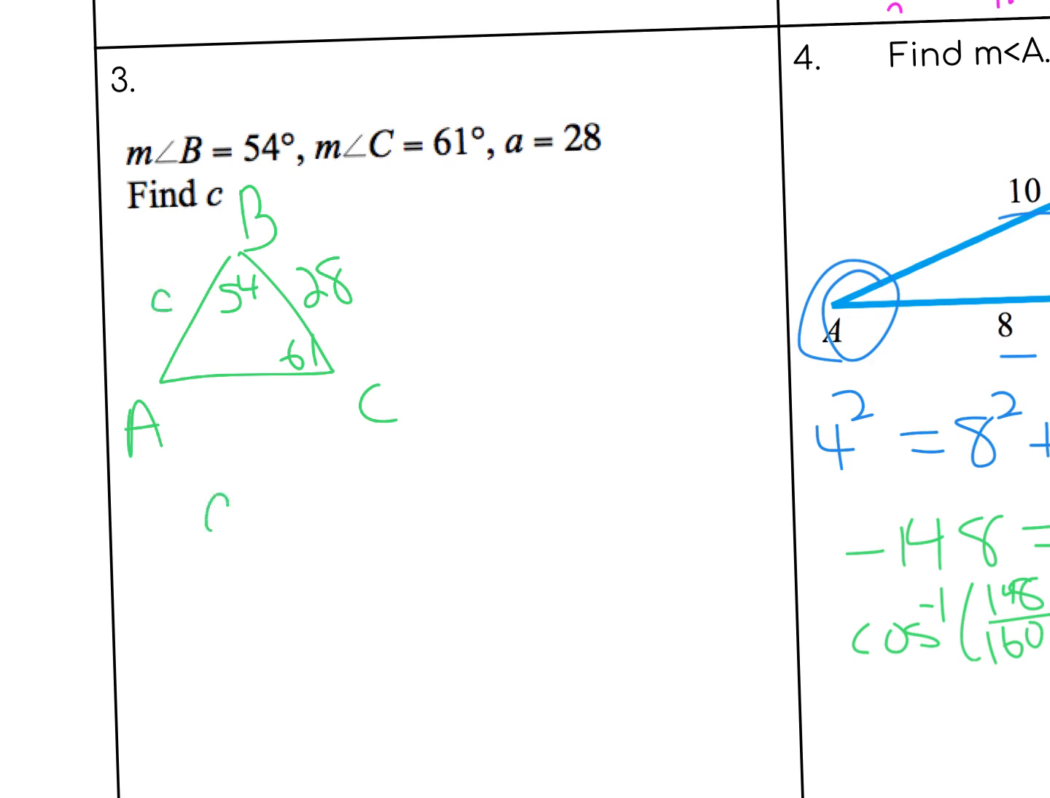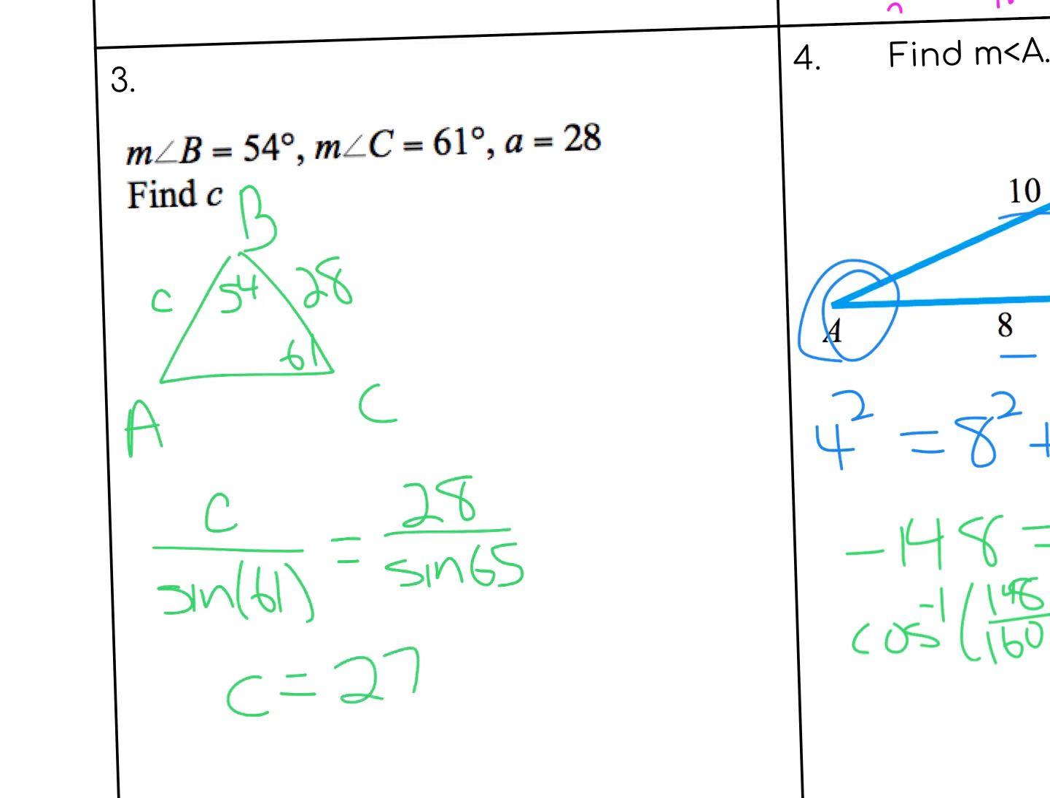So I want to put C over the sine of C, which is 61, equals A over the sine of A. But I need to find out what A is. Well, A is going to be 180 minus 54 minus 61. And then to find what C is, I'm going to do 28 times the sine of 61 divided by the sine of 65. So that's 27.02, but I'm just going to call it 27.